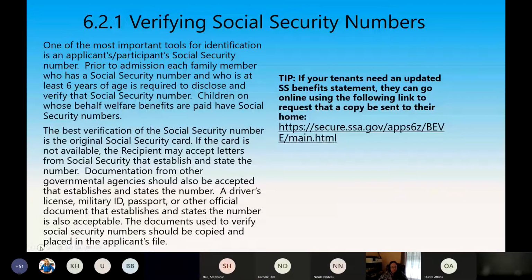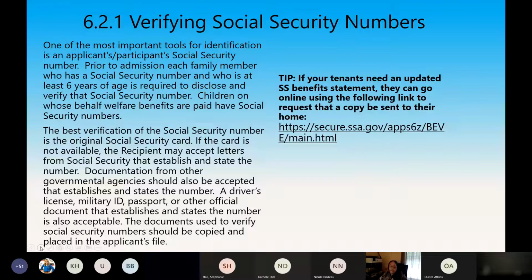Children on whose behalf welfare benefits are paid have social security numbers. The best verification is the original social security card. If the card is not available, you may, as a recipient, accept letters from Social Security that establish and state the number. Documentation from another governmental agency could also or should also be accepted.